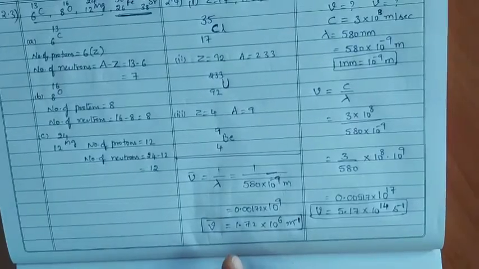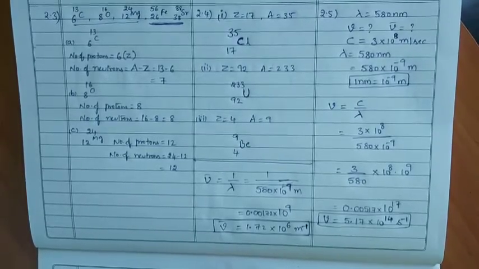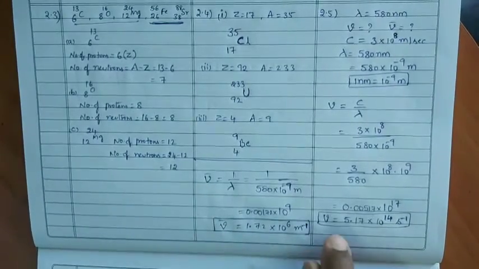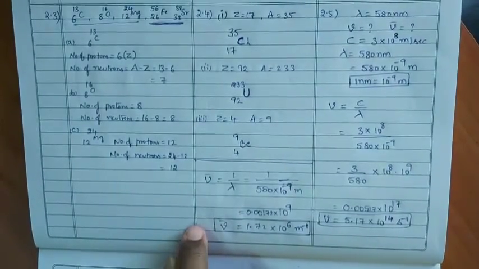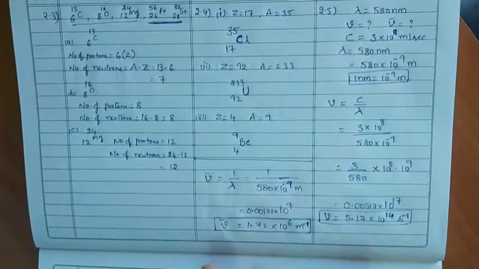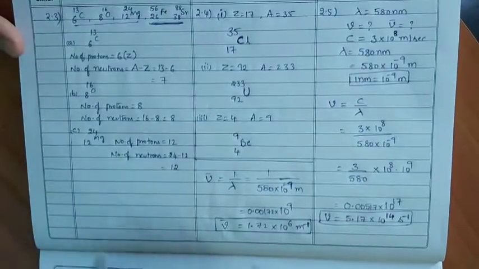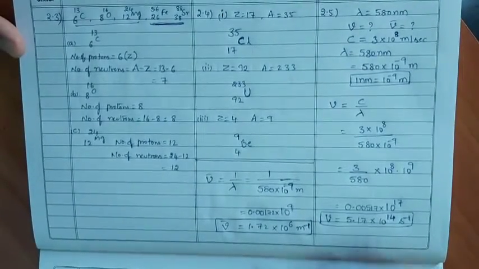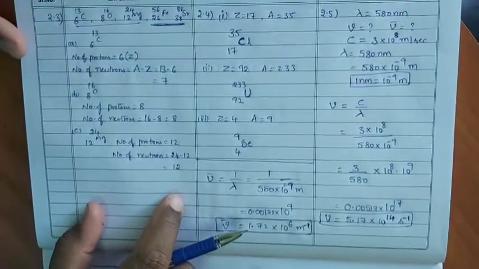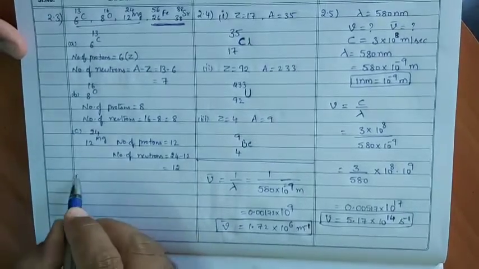Is it okay, ma'am? These are the answers for frequency and wave number in the previous problem 2.4. Now we will go through 2.5, ma'am. Before going to 2.5, I will write some conversions here. You can note them down and you have to remember them definitely.